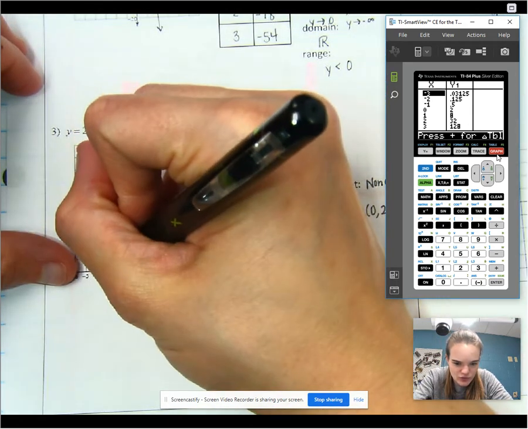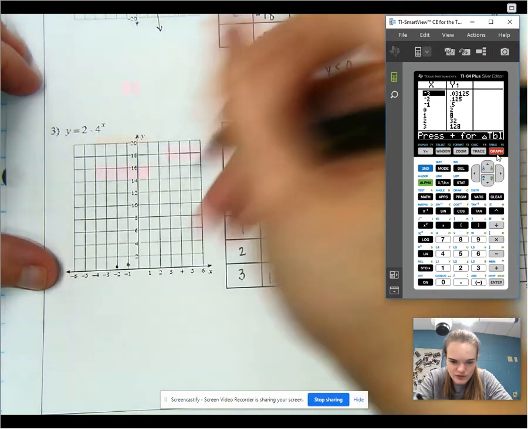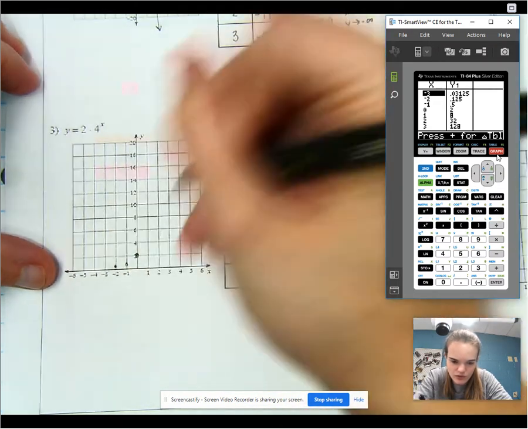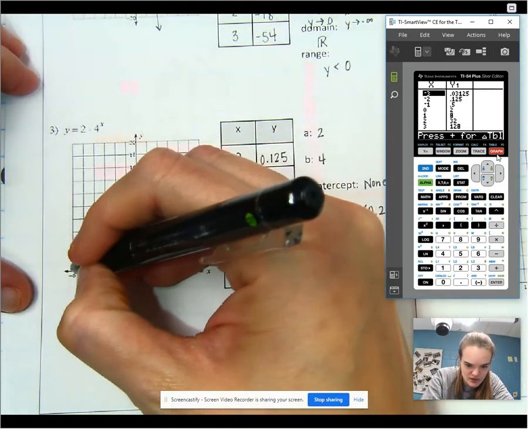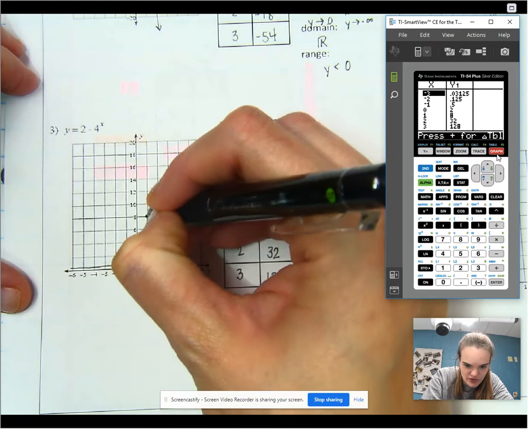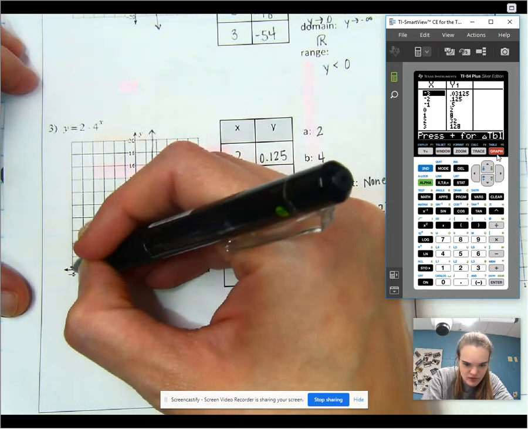Okay, -2, 0.125, -1, 0.5, 0, 2, 1, 8. I can't even graph that one, which means I need to keep it going and not cross, because it doesn't cross till 32.